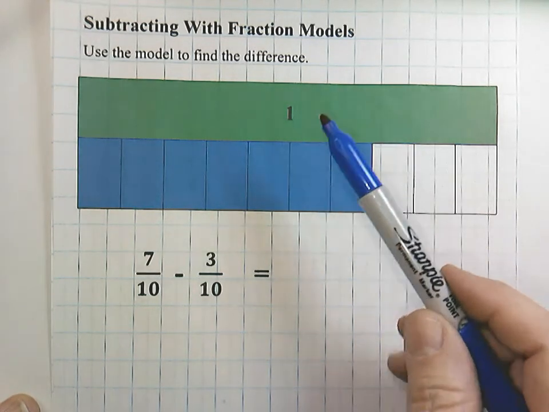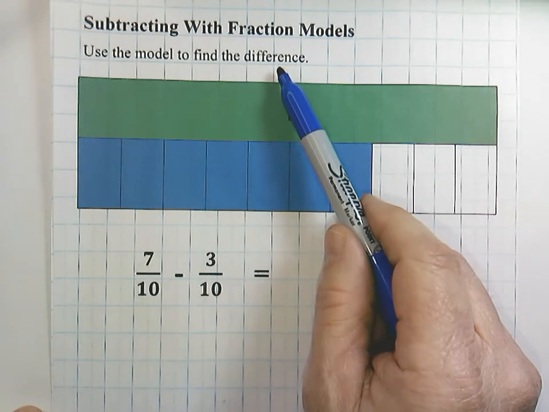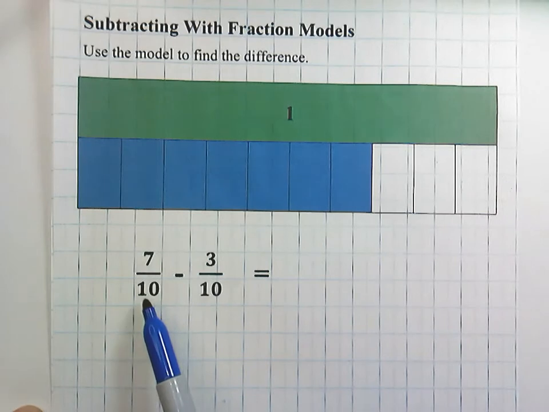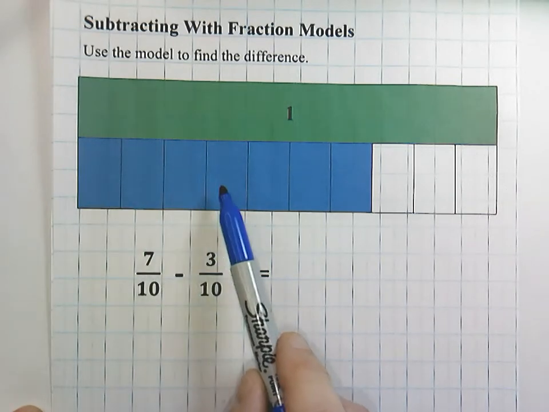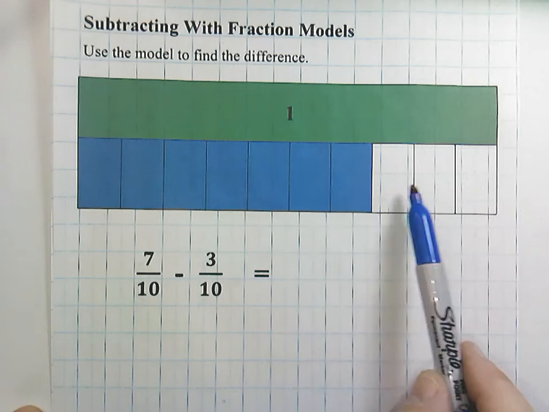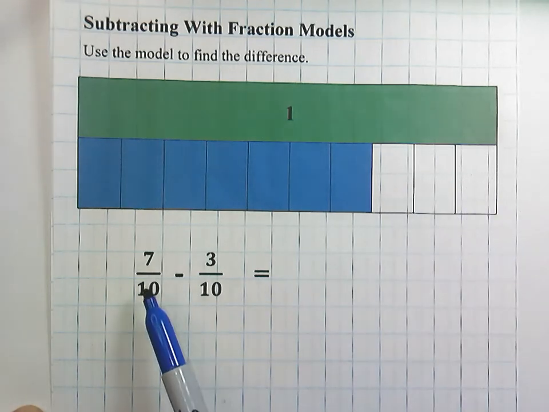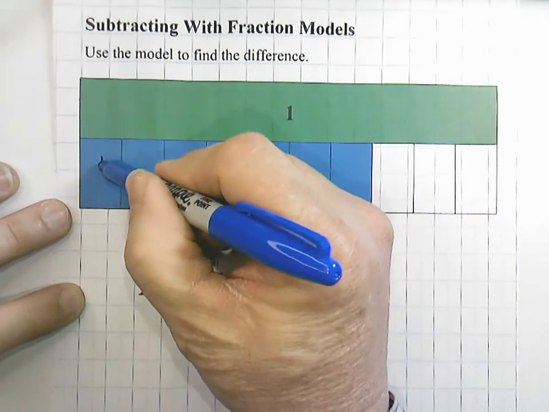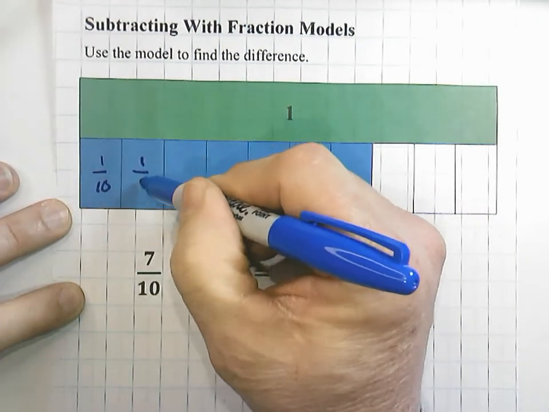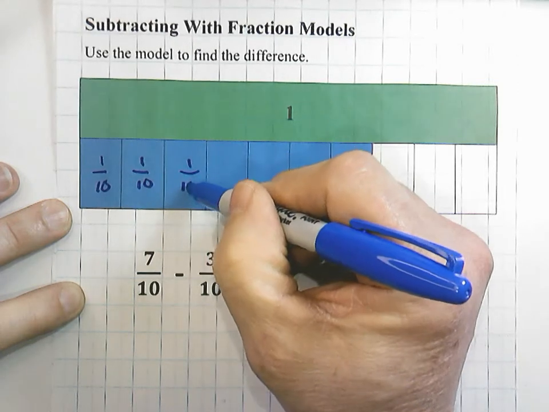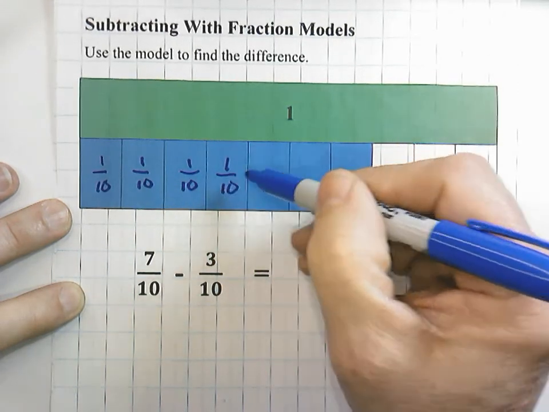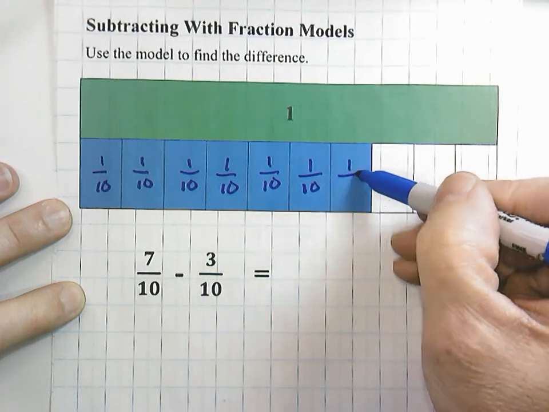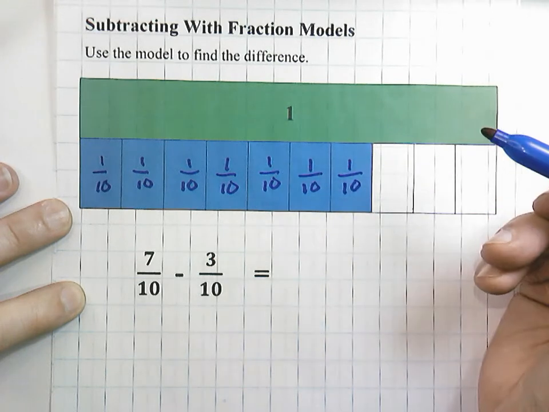We can use models to find the difference. Remember, difference is the answer in subtraction. This would represent one whole. Looks like we have tenths here. Let's check. 1, 2, 3, 4, 5, 6, 7, 8, 9, 10. So we have tenths, and we have 7/10. I'm going to label those. We're going to use our unit fractions. So 1/10, and all of these would represent a tenth, right? Or in other words, a unit fraction of 1/10. Remember, a unit fraction always has a 1 on the top.